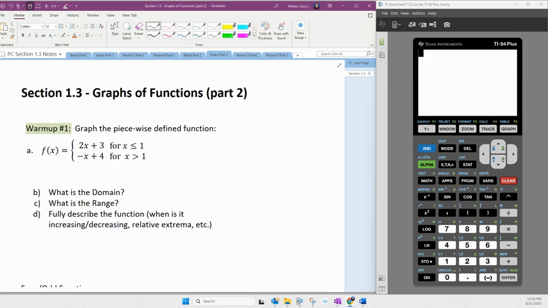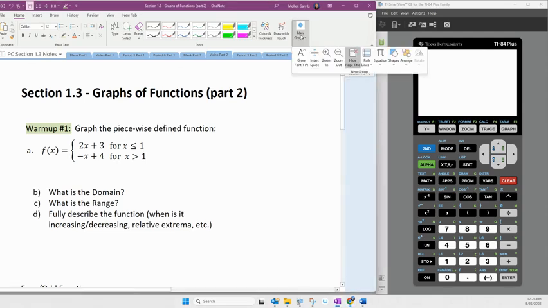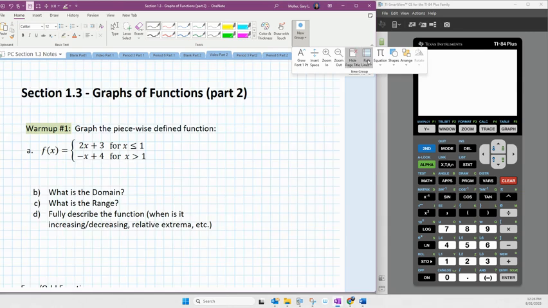Once you've got that graphed, would you please identify the domain, the range, and then fully describe the function. When is it increasing? When is it decreasing? Have any constants? Anything else worth mentioning? All right, so I'm going to pause, or you need to pause the video and give that a try. Okay. So let's go ahead and see what we came up with as a graph.